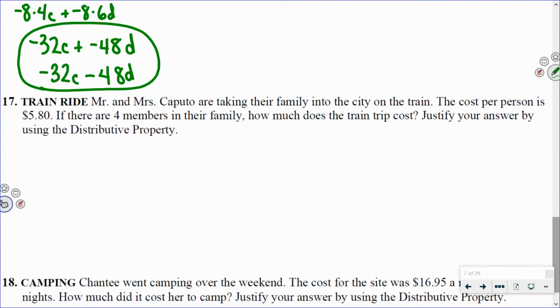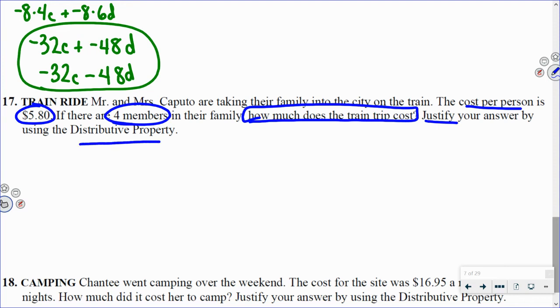So some of you are wondering, how am I ever going to use the distributive property? And actually, you might use it out at the store and not even realize it. Take a moment, read number 17. Come on back when you're ready. Cost per person, $5.80. 4 members in the family. How much does it cost? And justify it with the distributive property.